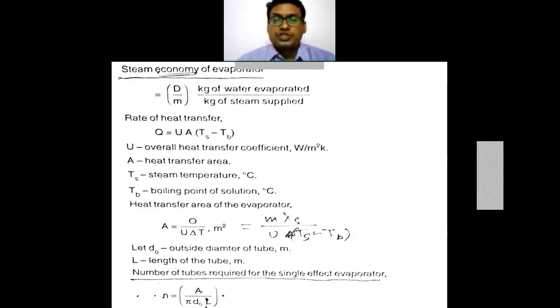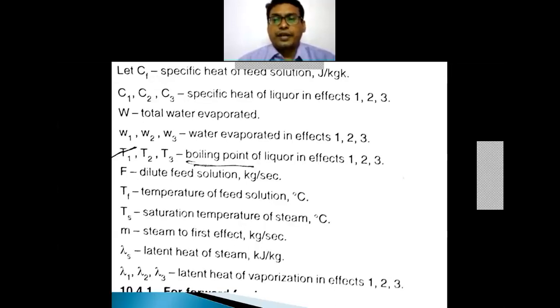Here we have to select the outside diameter of the tube, that may be from 50 millimeter to 100 millimeter depending upon the nature of the fluid. Now let us discuss the heat transfer area calculations in the multiple effect evaporator systems.